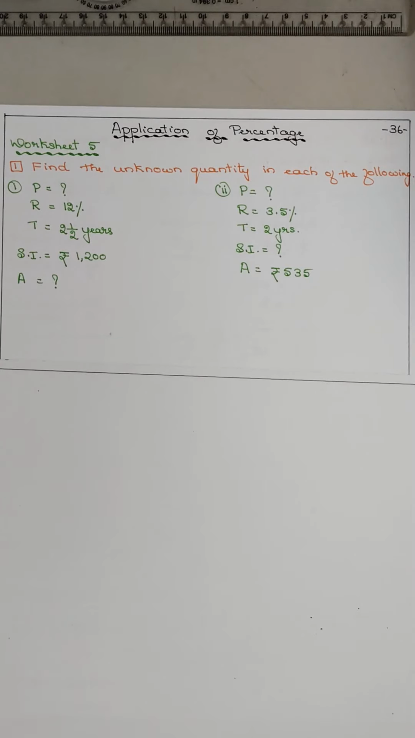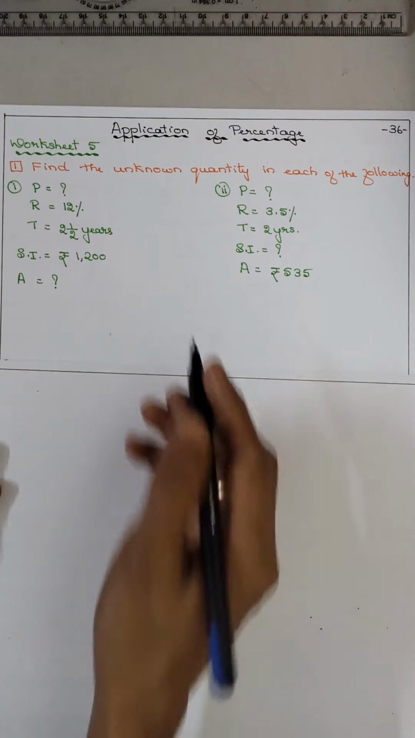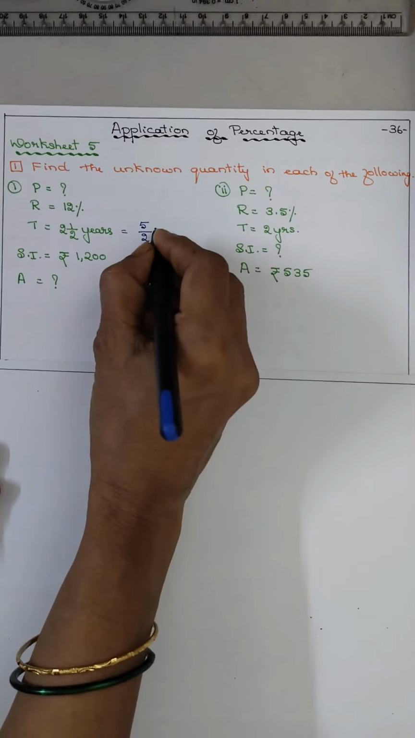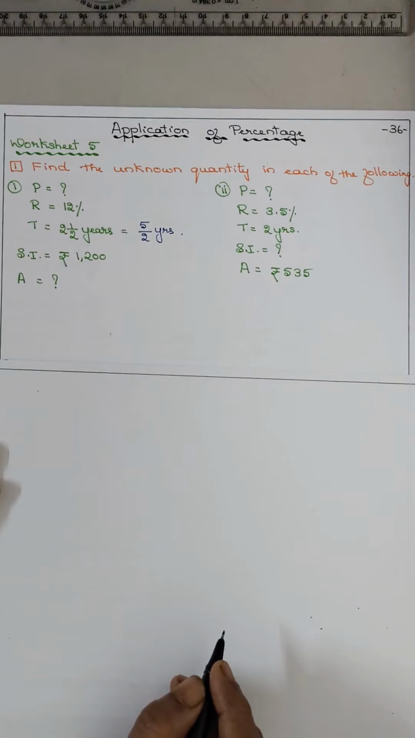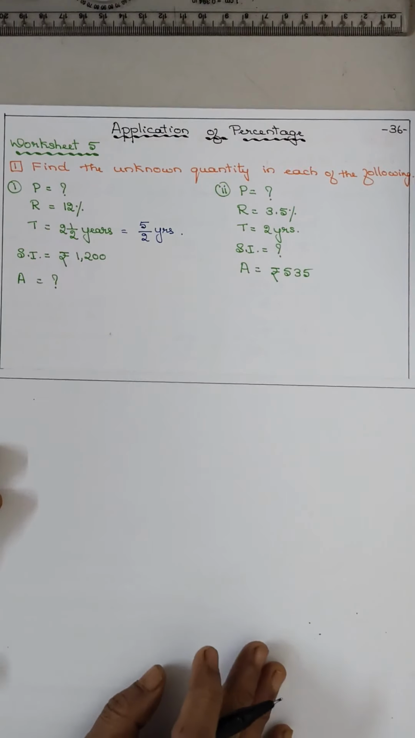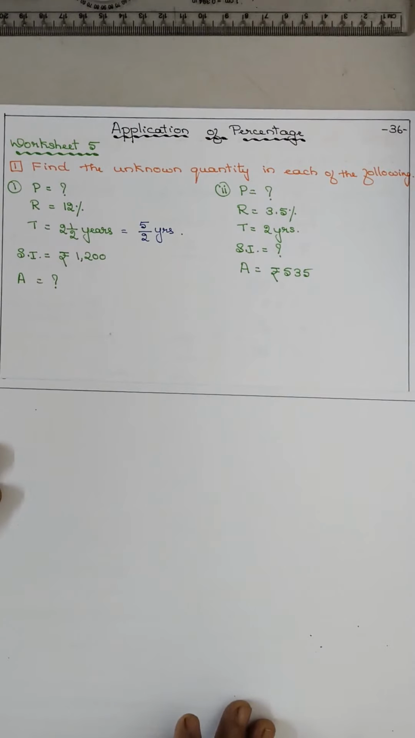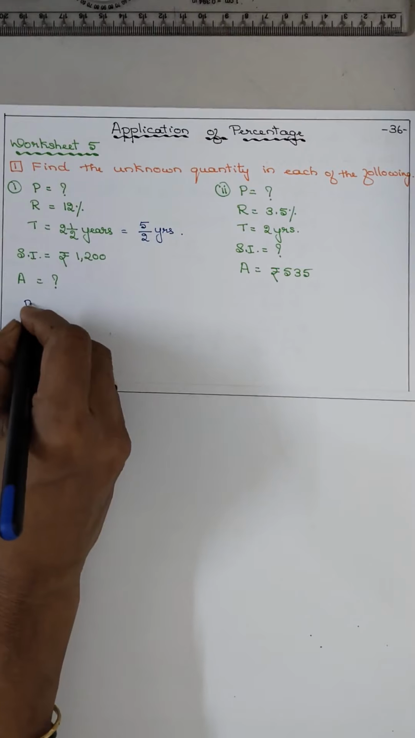So they have asked P is equal to how much? R is given 12%, T is given 2.5 years. So convert, it is 2 2s are 4 plus 1, 5 by 2 years. SI is given 1200 and amount they have asked. So principal and amount have to be found. First, principal you find out.